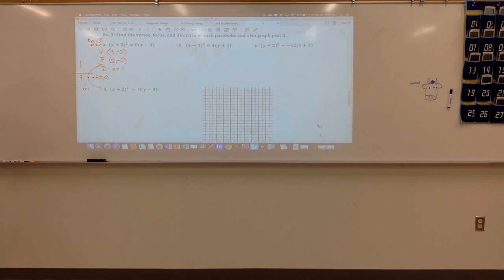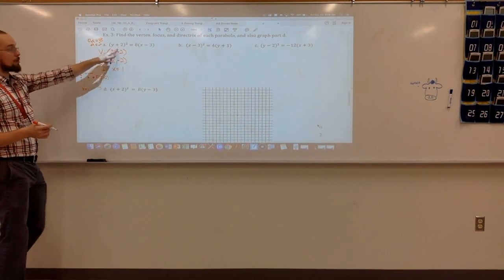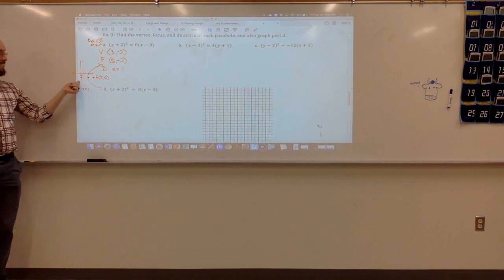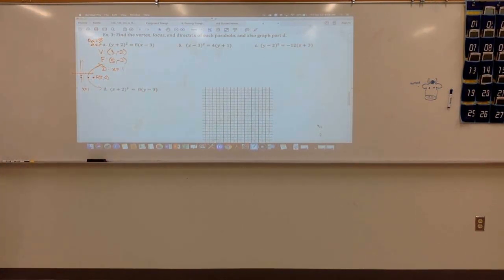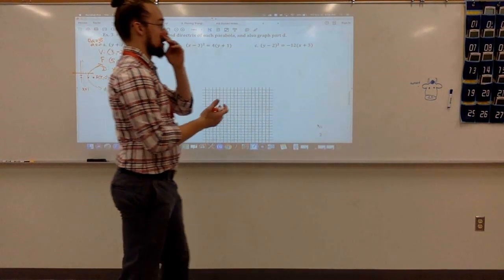Maybe you can do it without the picture, but for me, the picture makes it a lot easier, just quickly sketching it out. If I know it opens up, down, left, or right, that lets me see where the focus and the directrix are going to be much quicker. Okay.